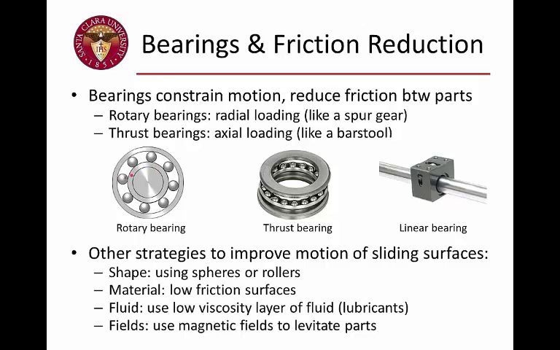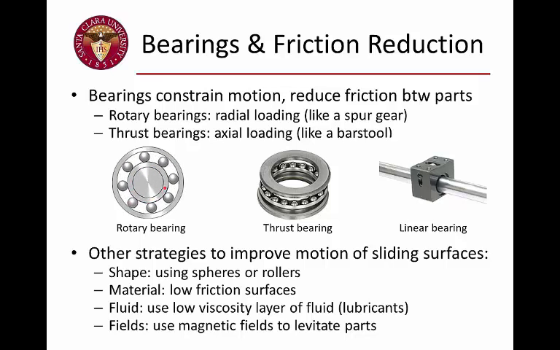Friction oftentimes arises in our devices, and bearings are used in many cases to reduce the friction between sliding parts. In doing so, it helps to constrain the motion. A couple different kinds of bearings are very typical, ones you're probably familiar with already. The first being a rotary bearing. That would be the kind of thing that you might use for spinning a wheel about an axle. Another is a thrust bearing. That would be useful in a chair or a bar stool and accommodates axial loading.